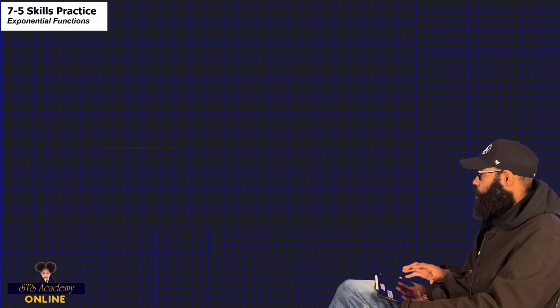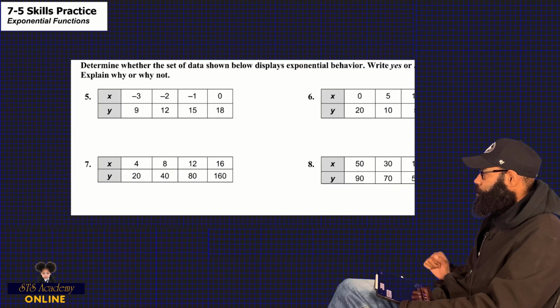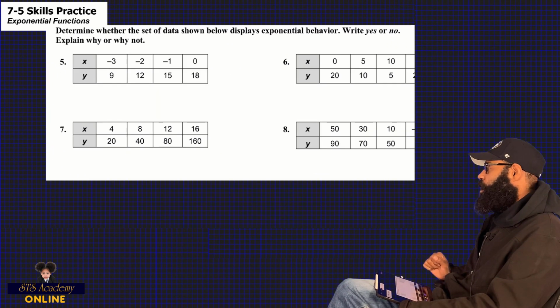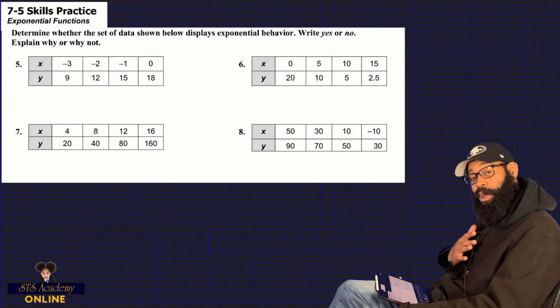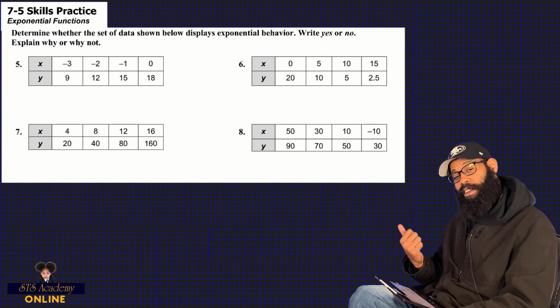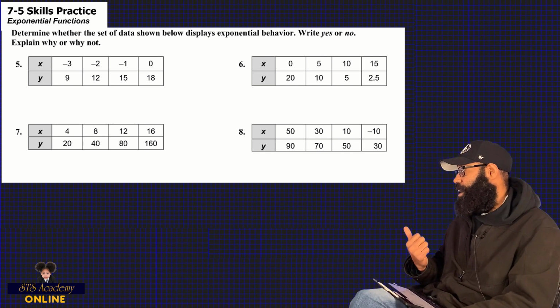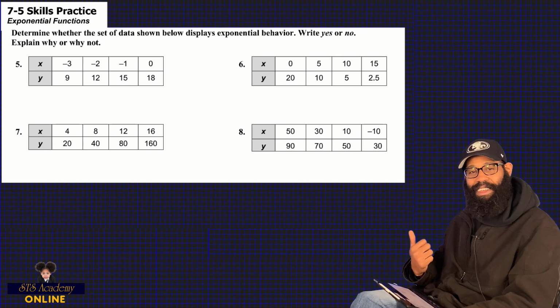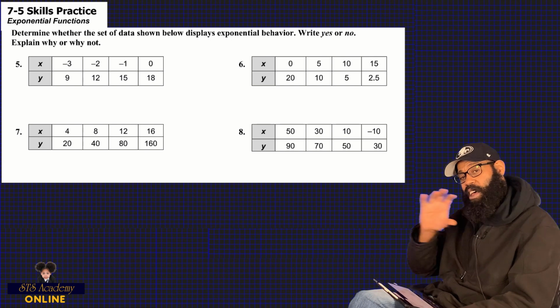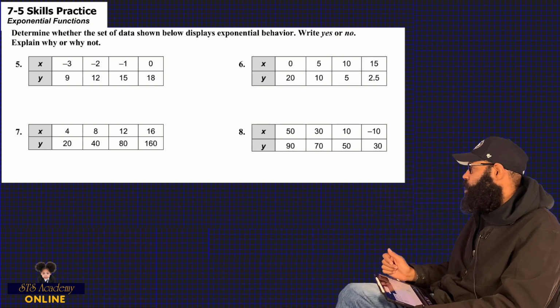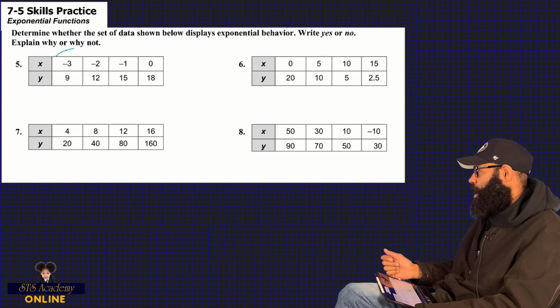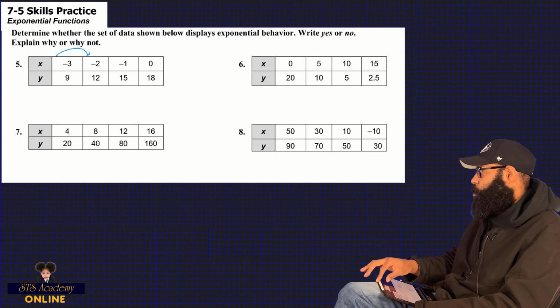So part 2, right? Because that was all graphing, and now, guys, we just have a table. Table of points. So the same way we were getting a table of points, now they're giving us a table of points, and recognize that there's no equation in the middle of these, right? And they're horizontal. We were doing vertical. So determine whether the set of data shown below displays exponential behavior, right? Yes or no. Explain why or why not.